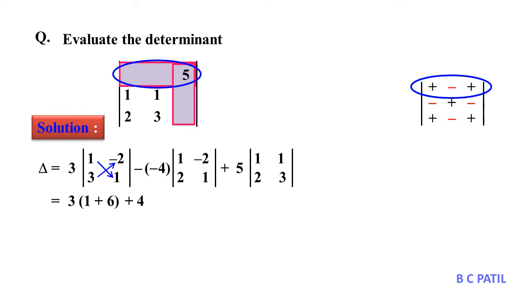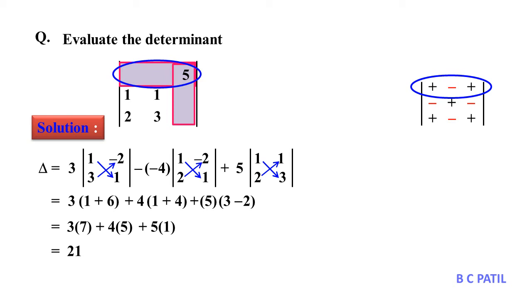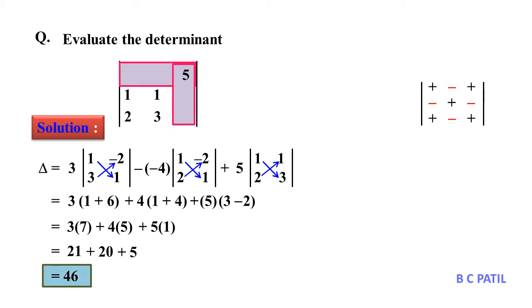Minus of minus, that is plus 6. Minus of minus 4, plus 4. Determinant of 2 by 2 matrix is 1 into 1, 1. Plus 4, plus 5 into 1 into 3, 3, 3 minus 2. 3 into 7 plus 4 into 5 plus 5 into 1. That is 21 plus 20 plus 5. So final answer is 46.